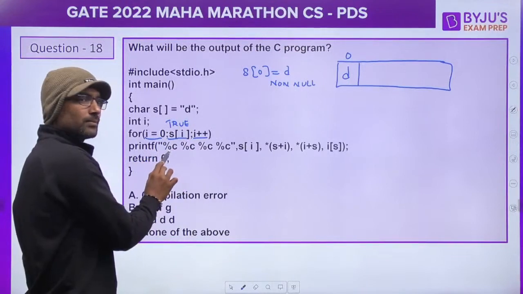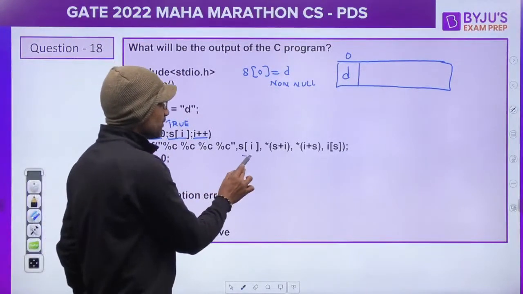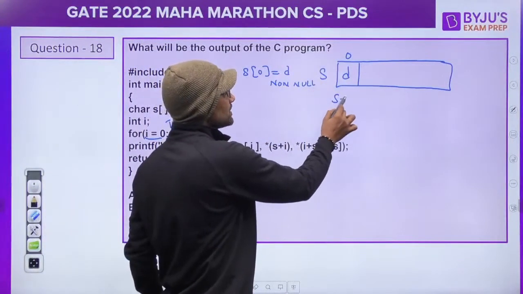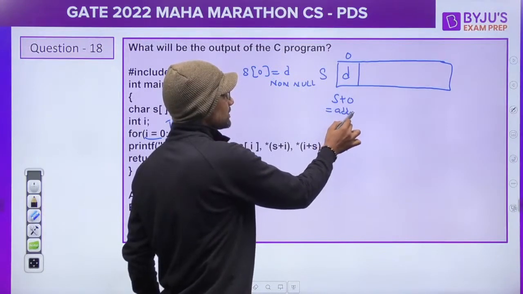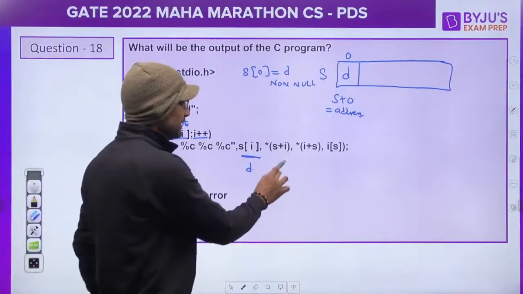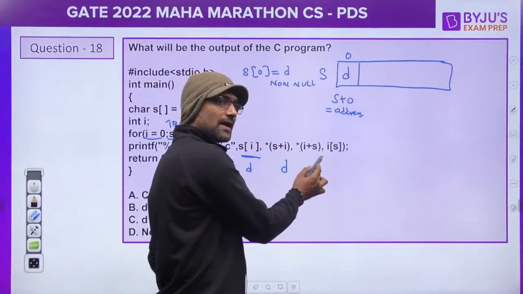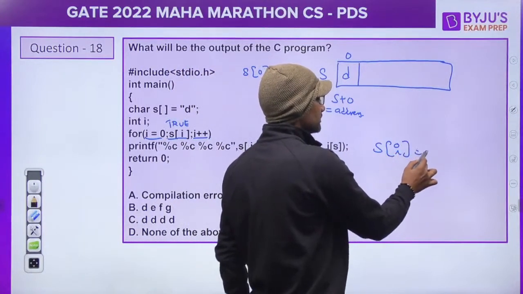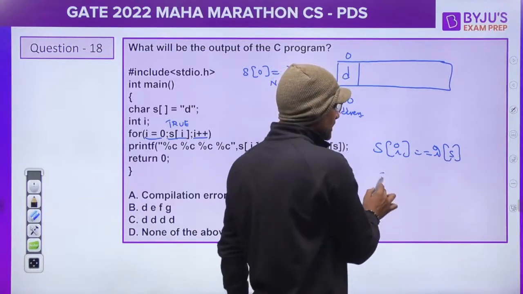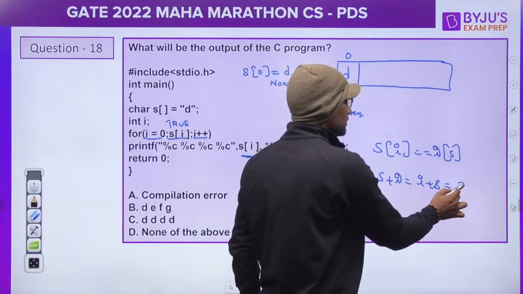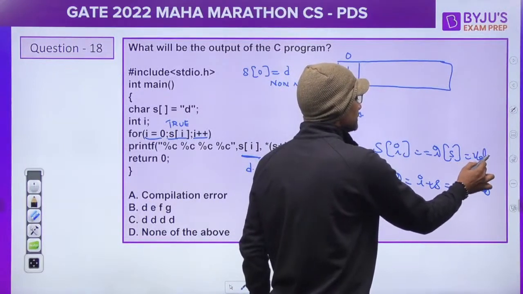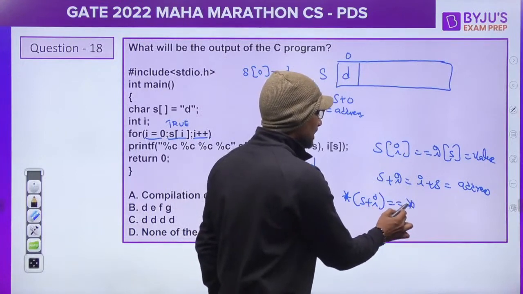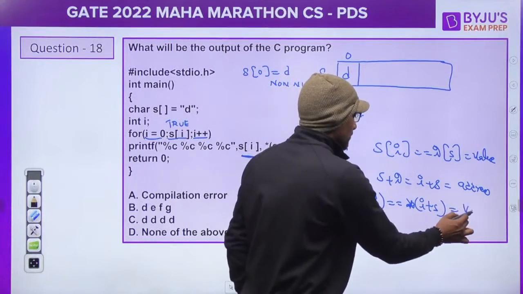Now print all the characters here. S of I, so what is there? D. Value at S plus I: this is S plus 0, which means address. Value at this address is again D. And star of I plus S, S plus I and I plus S mean the same. S of I is equal to I of S, S plus I is equal to I plus S. This will give address, this will give value. And star of S plus I equals star of I plus S. That also gives value.